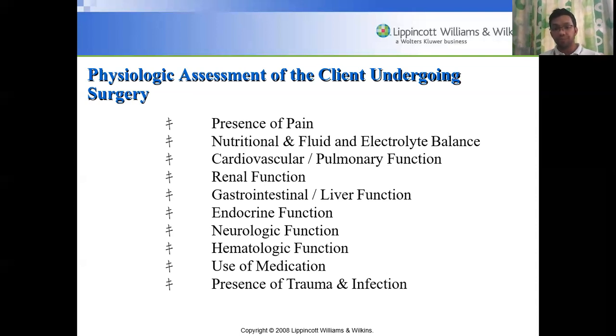Use of medications, because like what I've mentioned earlier, there are certain medications that will interfere with wound healing, such as anticoagulants like heparin or Coumadin. And the presence of trauma and infection as well, because if they have a coexisting infection, this can be a problem once the patient is already in the post-op phase, because again, it can further infect the patient's wound.